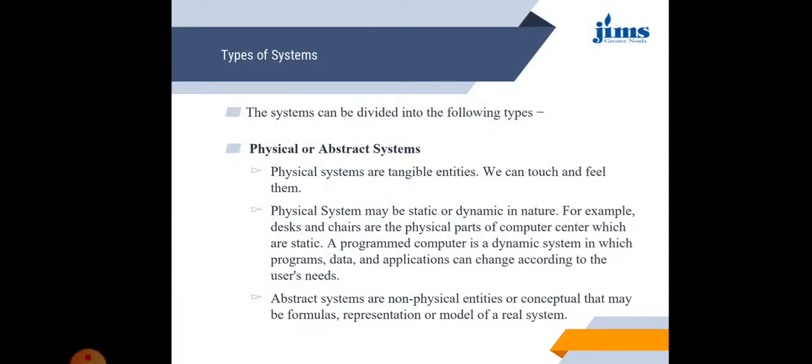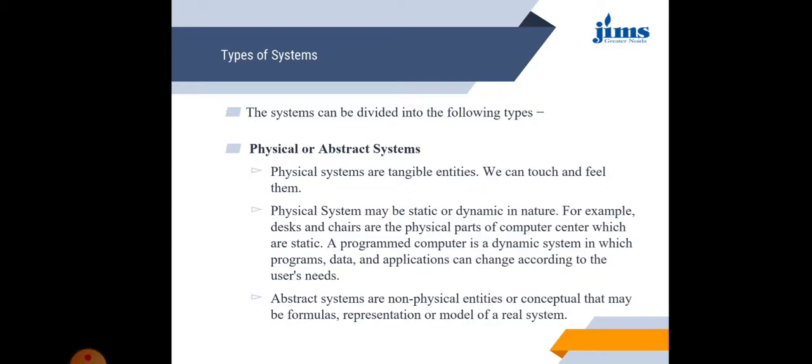So, types of system. The system can be divided into the following types. The first one is the physical or abstract system. Physical systems are tangible entities. We can touch and feel them. Physical systems may be static or dynamic in nature. For example, desks and chairs are the physical parts of a computer center, which are static, and a programmed computer is a dynamic system in which programs, data, and applications can change according to the user's need.